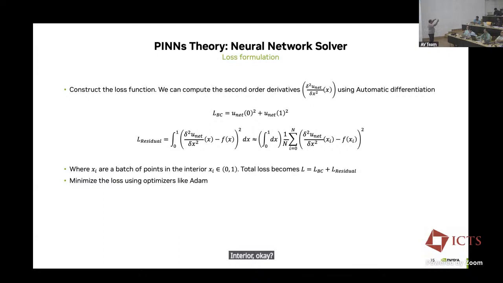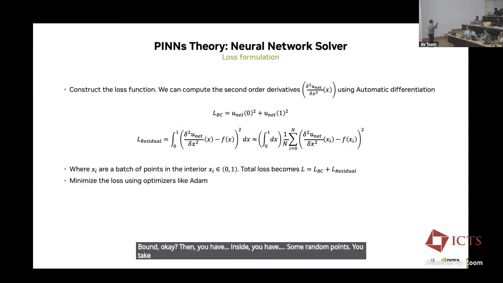So boundaries are fixed, okay? Those 2 points are fixed. Those are boundary because this is a hard bound, okay? Then inside, you have some random points.